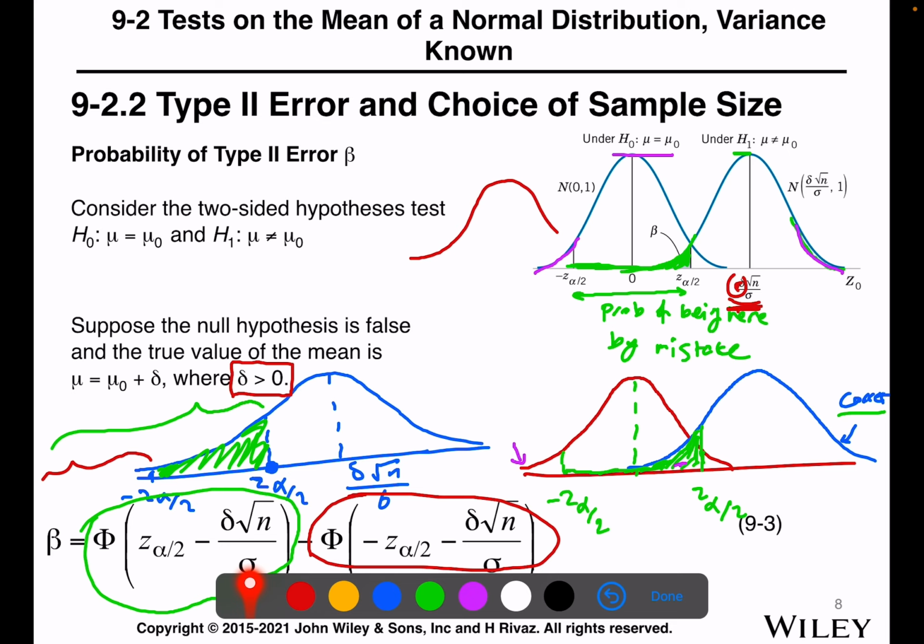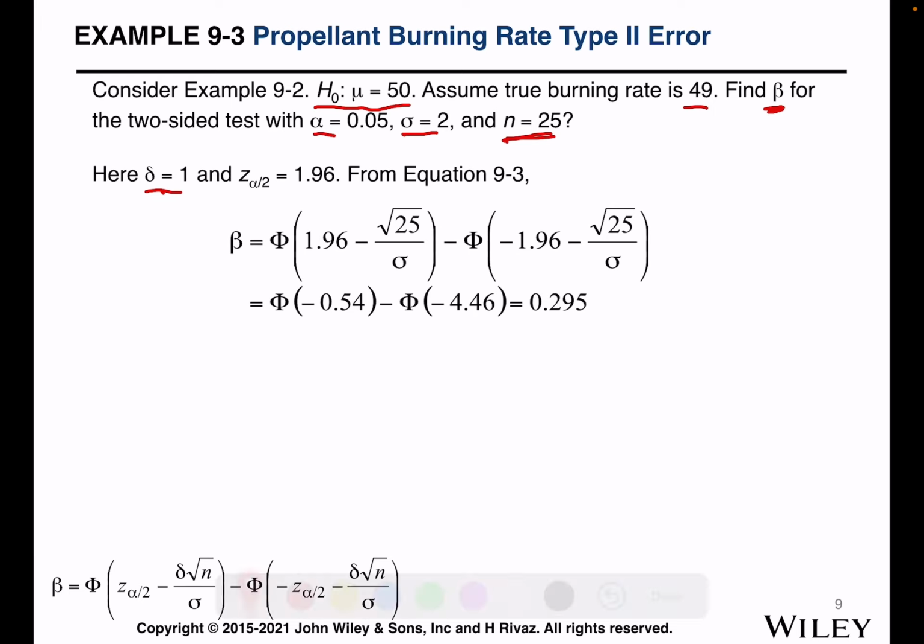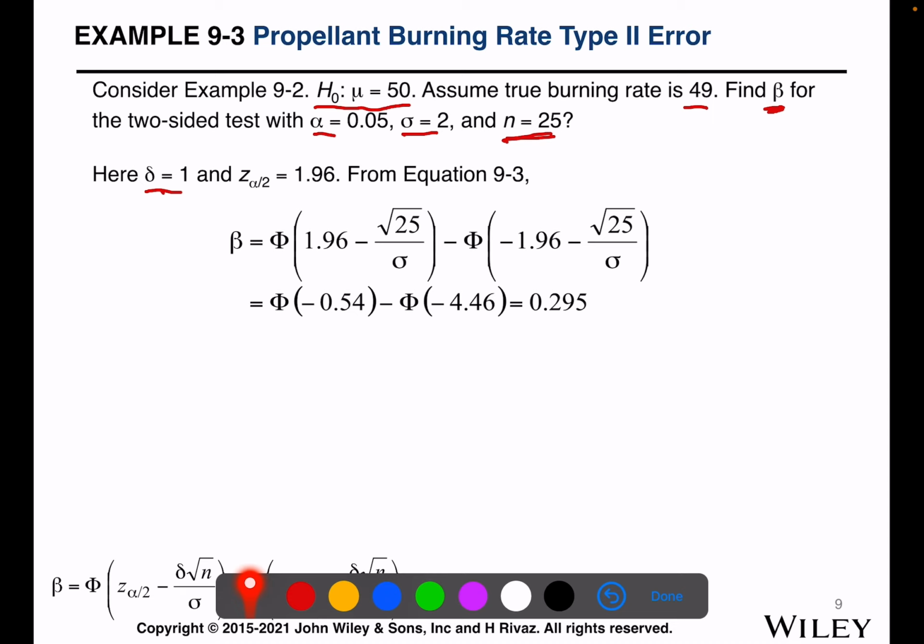But first, before drawing, let's see how to use this equation. We have everything, so we plug in the numbers. For the first term we get minus 0.5, and for the second term we get minus 4, and the final beta that we get is around 0.3. So the probability of type 2 error is a large probability. There's a 30% chance that we fail to reject the null hypothesis, meaning that there's a good chance that we think that mu is actually 50.